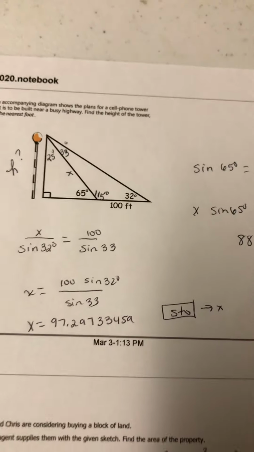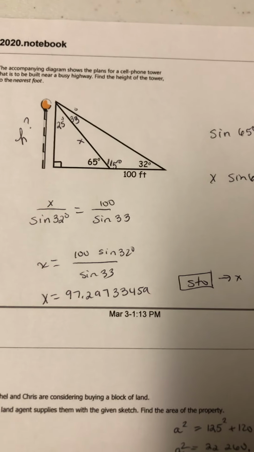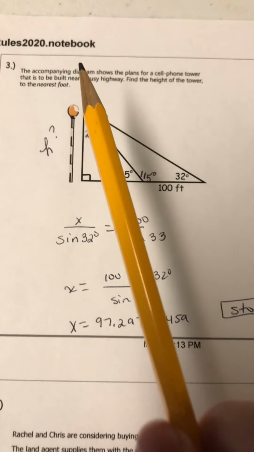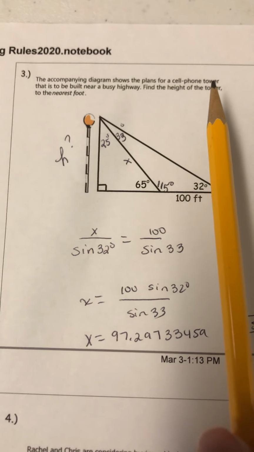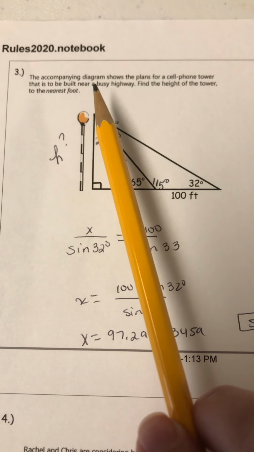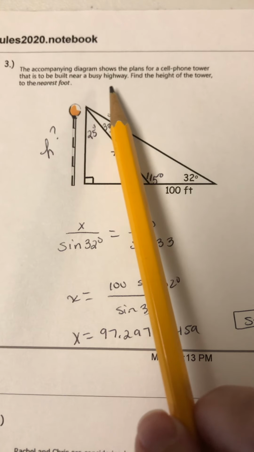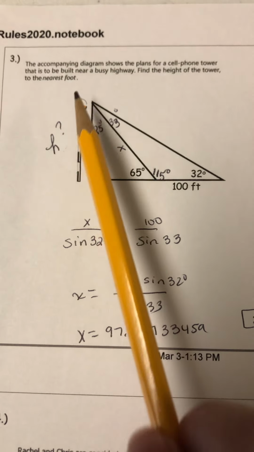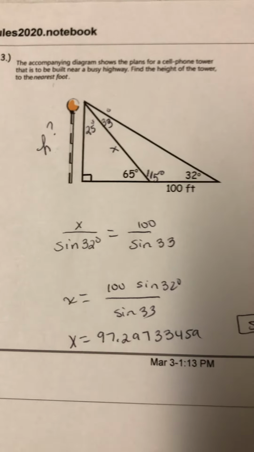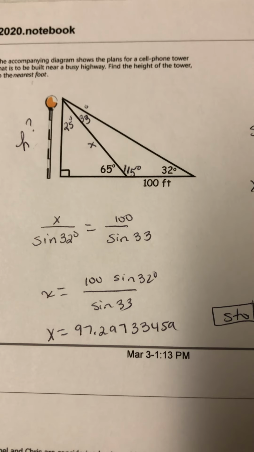Okay. And two more word problems I have. Number 3. I love number 3 because I've seen questions kind of like this on the SAT. The accompanying diagram shows the plans for a cell phone tower that is to be built near a busy highway. Find the height of the tower. So I put H here for the height of the tower to the nearest foot. Notice they give us the provisions for what to do for rounding.